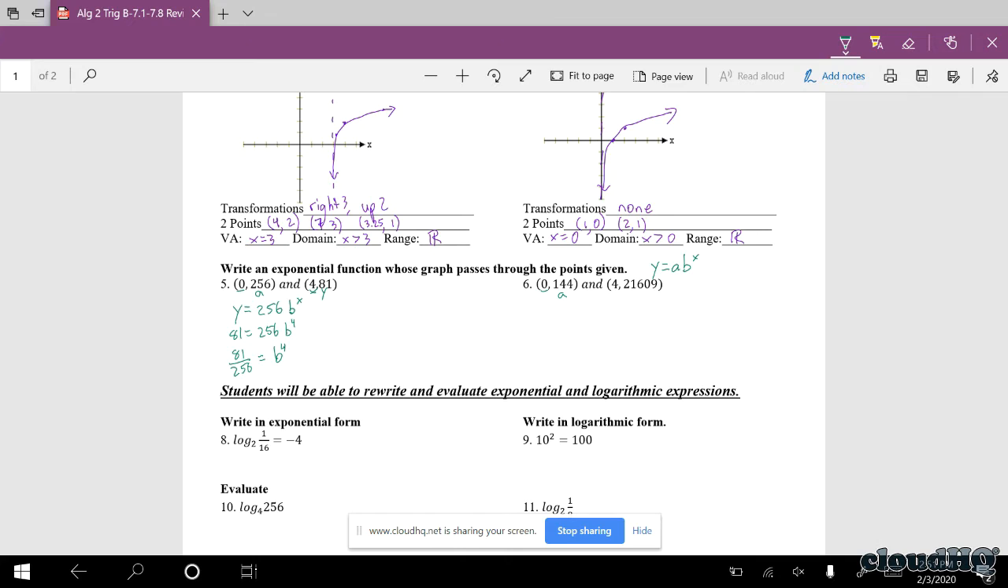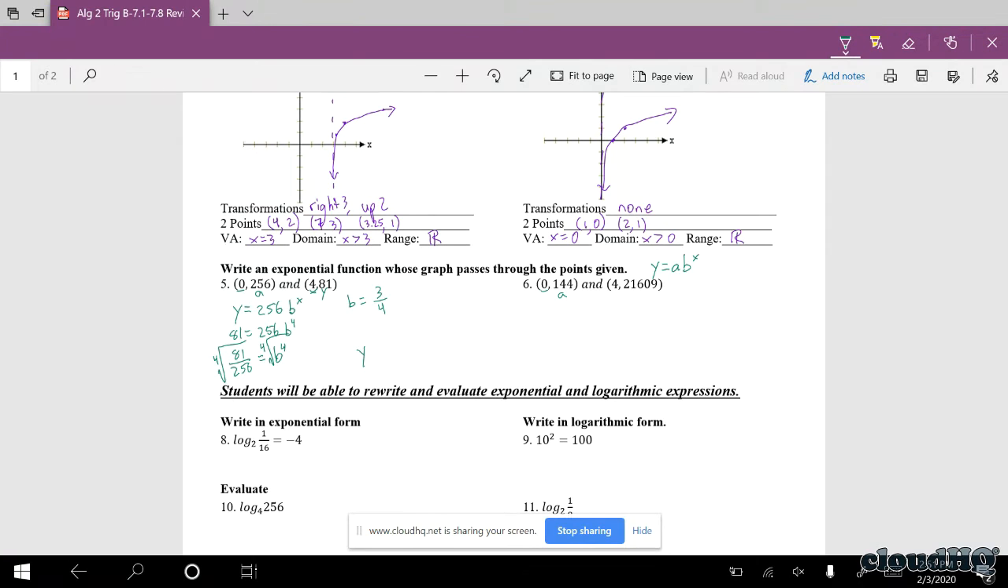We're going to take the 4th root of that. And so when you take the 4th root of that, it would be positive, negative, but my b has to be positive, so I'm not going to worry about that. But do the 4th root of the top and the 4th root of the bottom. The 4th root of 81 is 3, and the 4th root of 256 is 4. So we end up with just 3/4.